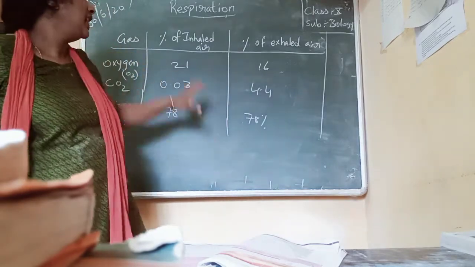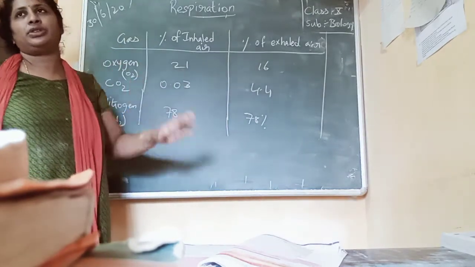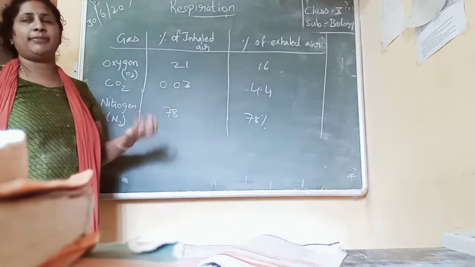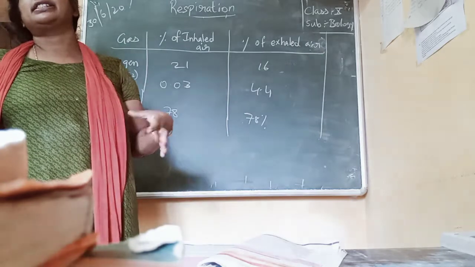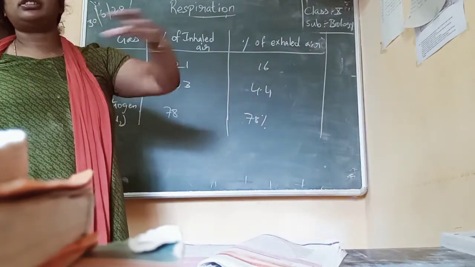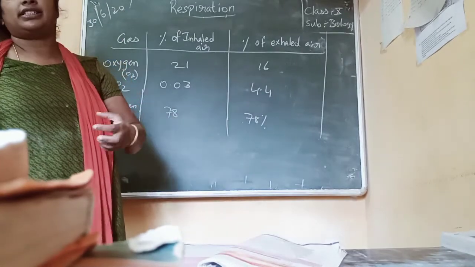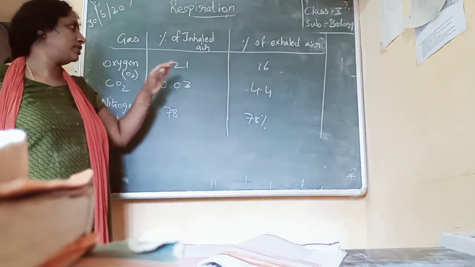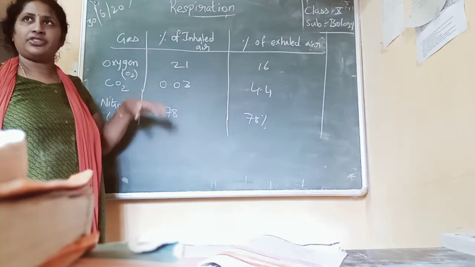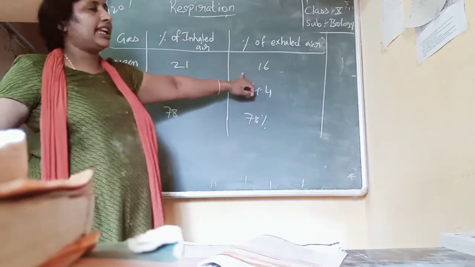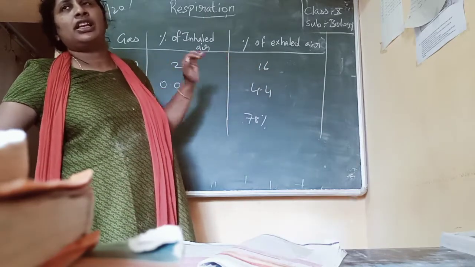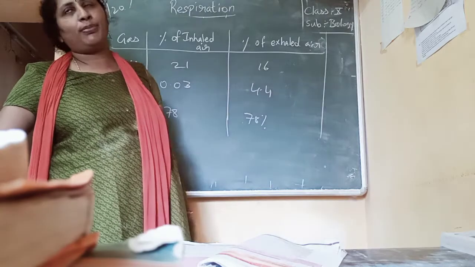Why? Because the remaining oxygen is given to the body parts for their function by blood. The remaining oxygen is taken by the lungs and given to the blood, and the blood carries the oxygen to the different body parts for their function. So that's why in inhaled air 21% is there and in exhaled air 16% is there. So there is a decrease because the oxygen is being utilized in the body.